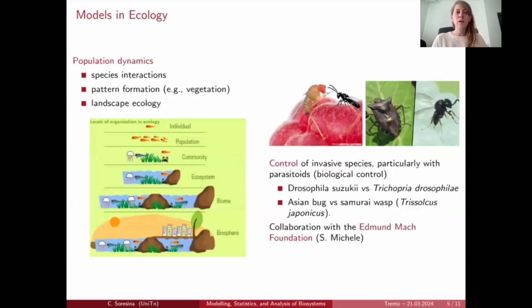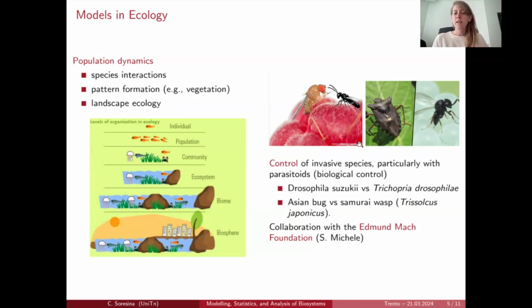Another possible field of application is ecology, in particular population dynamics. We can model from the individual level to ecosystem and landscapes, and species interactions. Another interesting application in this context are the biological control, so the control of invasive species, in particular thanks to parasitoids. So these are two examples, so the Drosophila suzukii, which is a pest here in Trentino, and also the Asian bug.